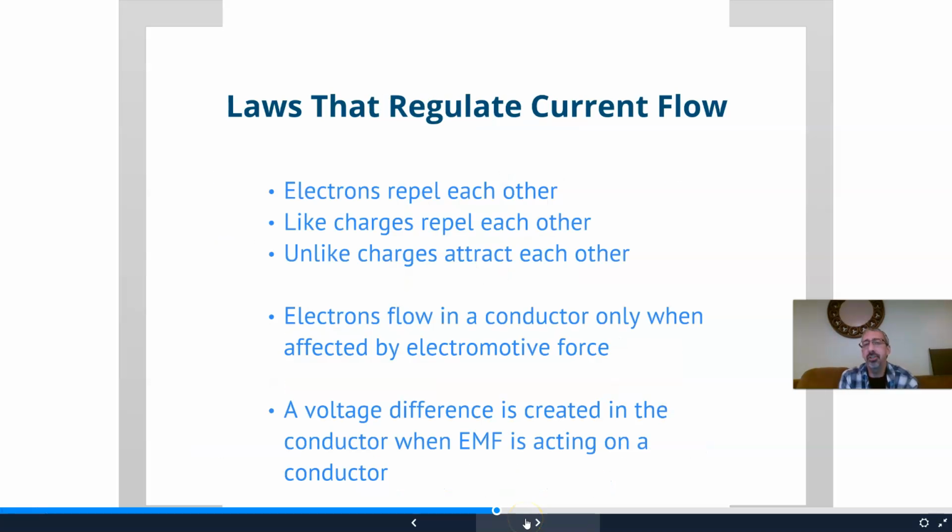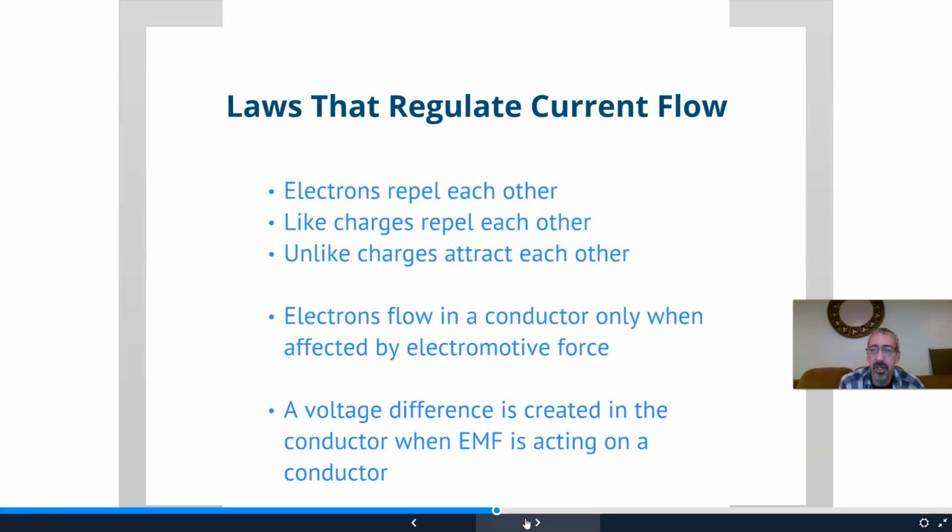Okay, so let's look at some rules that regulate current flow. Electrons repel each other. Electrons are both negative, so when a negative electron comes up to another electron, it pushes it away. Like charges repel each other, right? Positive to positive pushes away. Negative to negative pushes away. Just like 2 norths on a magnet, 2 souths on a magnet. Unlike charges attract each other. So with magnets, a north is attracted to a south, and a positive is attracted to a negative, and vice versa.